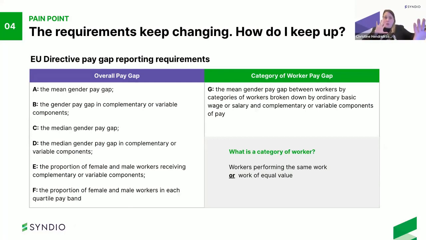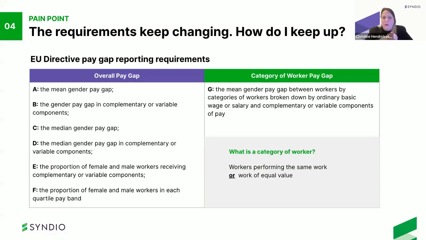So as we know, there's two different requirements as part of the EU directive. You're going to have to calculate overall gaps, overall means, overall medians, pay gaps in different components of pay. And then you're going to have to do quartiles and participation gaps. The part on the left-hand side, for folks that are familiar with the reporting in the UK or in Ireland, looks really similar in many ways. There are some differences, but it looks quite similar to the reporting required there. But on the category of worker pay gap, we're also going to have to calculate gaps between workers that are doing the same work or work of equal value.